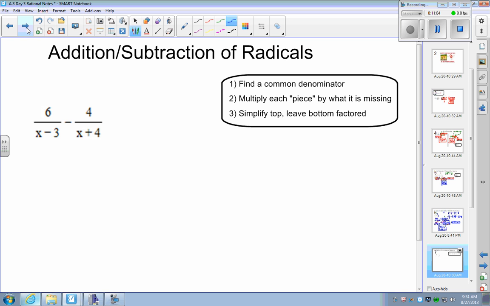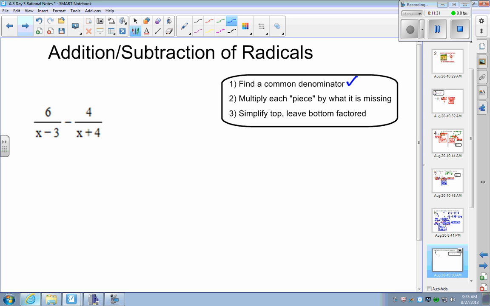Okay, I put the steps over here on the side for you. And again, you did this at the end of Algebra 2, but it was probably rushed and just kind of an exposure thing. Now we're going for mastery of that concept. So first thing, we want to find a common denominator, multiply each piece by what it's missing, simplify the top, and leave the bottom factored. Okay, and also make sure we grab the domain in there as well.